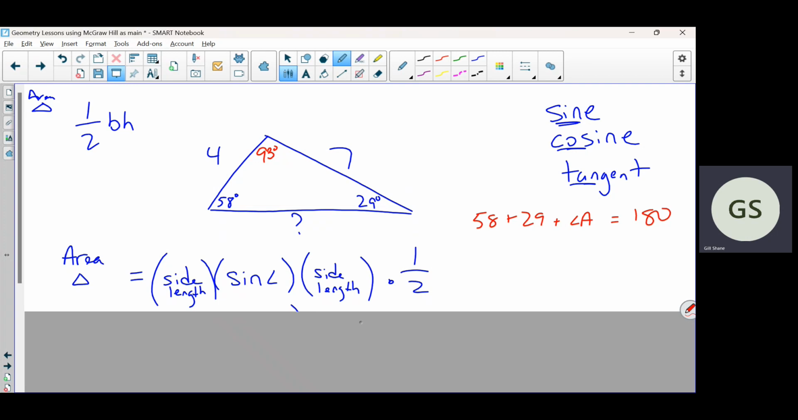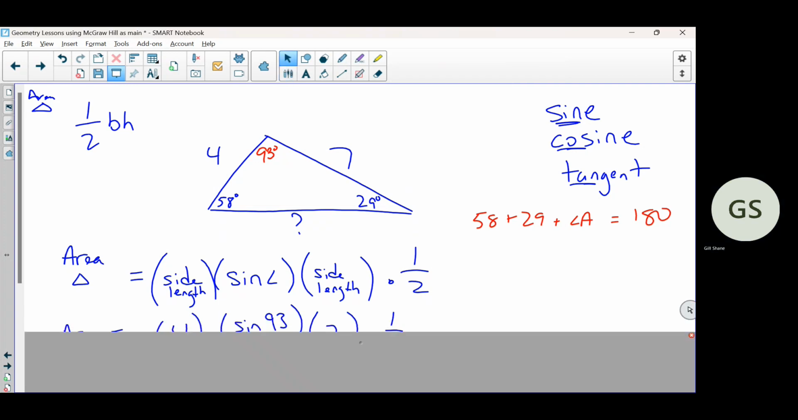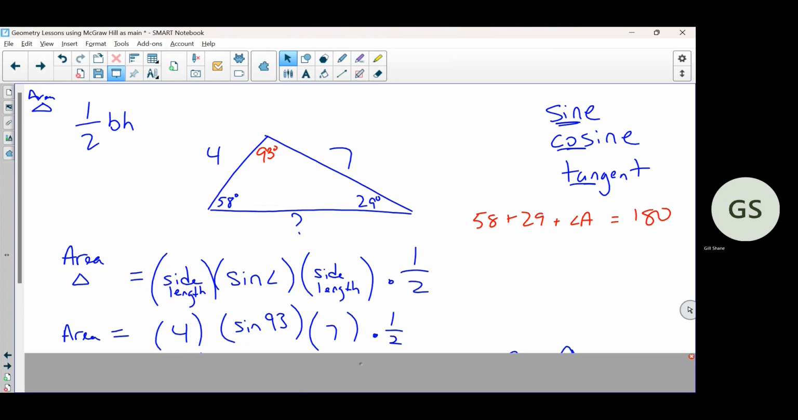Now we just plug in the values. That's the next step: sine of 93 times the two sides surrounding it, and then times 1/2. If you didn't get that far, I'll give you a second, because I've seen mistakes on calculators all day yesterday and all day today. So make sure you are practicing with your calculator.